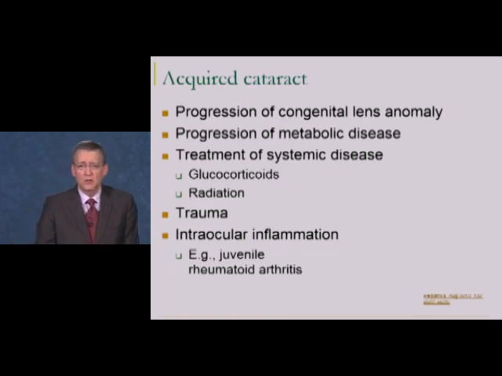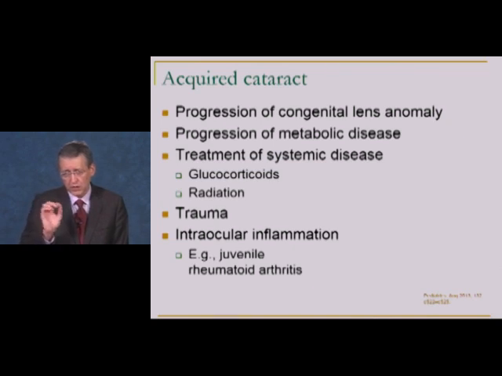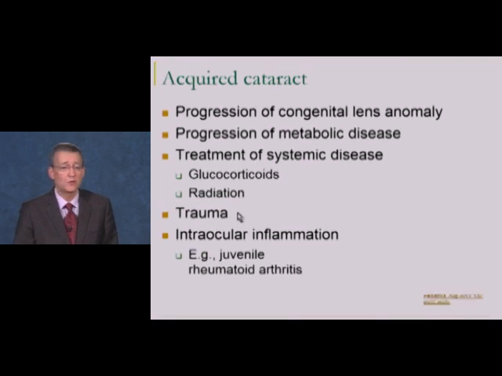So what about acquired cataracts? In some cases it can actually be a congenital cataract that wasn't that noticeable and that progressed. And that, again, our patient had a posterior lenticonus that can often start clear and then turn cloudy over time. Progression of metabolic disease, treatment, as I mentioned, of systemic diseases, steroids, radiation can cause cataract. And then, of course, trauma, that would be kind of obvious most of the time, but not always with kids, you never know. And then intraocular inflammation, such as juvenile rheumatoid arthritis.